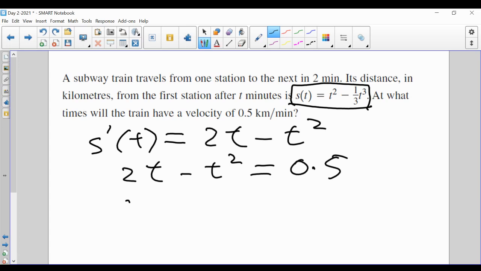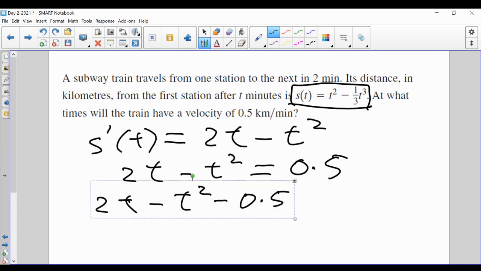So we have to set this equal to 0 first. So I'm going to go with 2t minus t squared minus 0.5 is equal to 0. I agree with you, Sarah, on that. I absolutely agree with you on that.